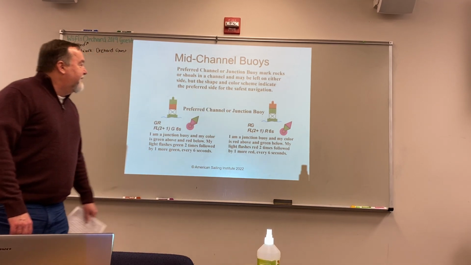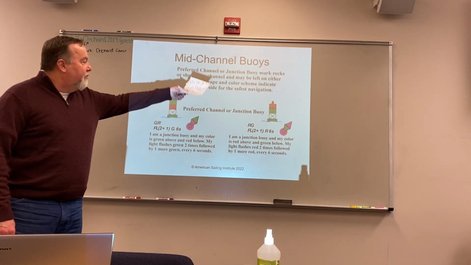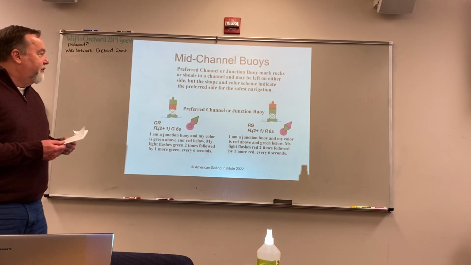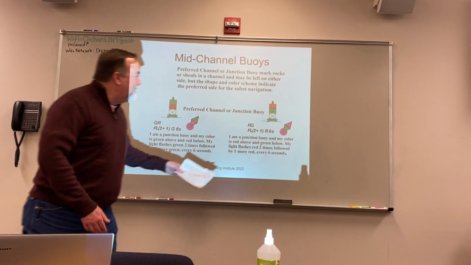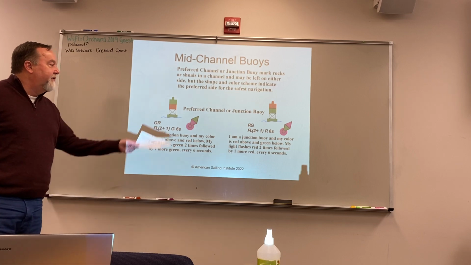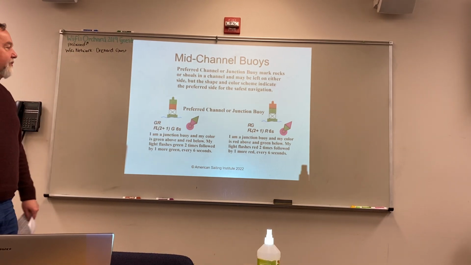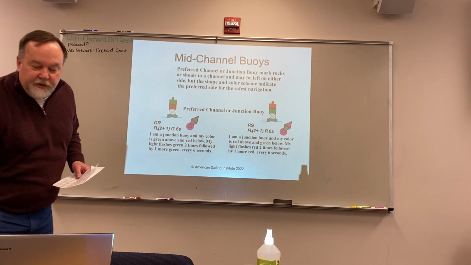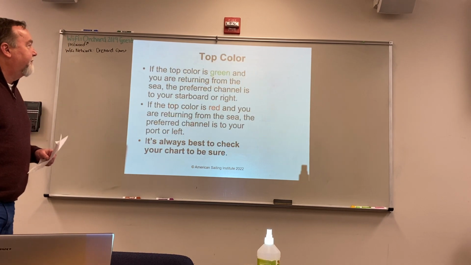If we had one that was the opposite, we'd have red over green, and that would indicate that the preferred channel, that red is on top, and so the light flashes again, it's gonna flash red, 2 + 1 every 6 seconds. So how does this all break down?